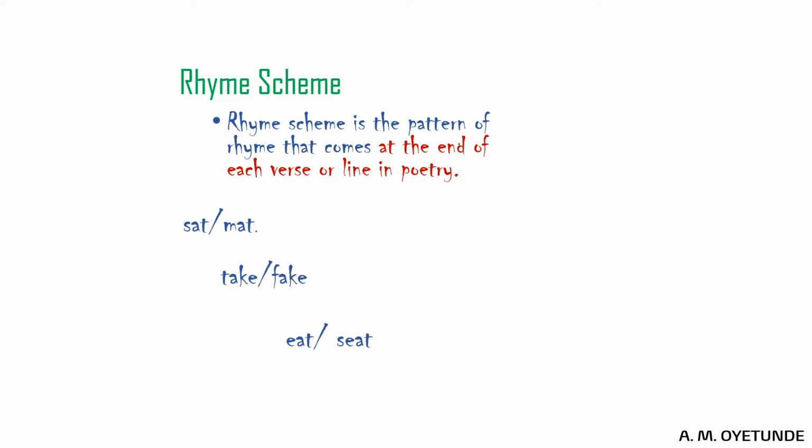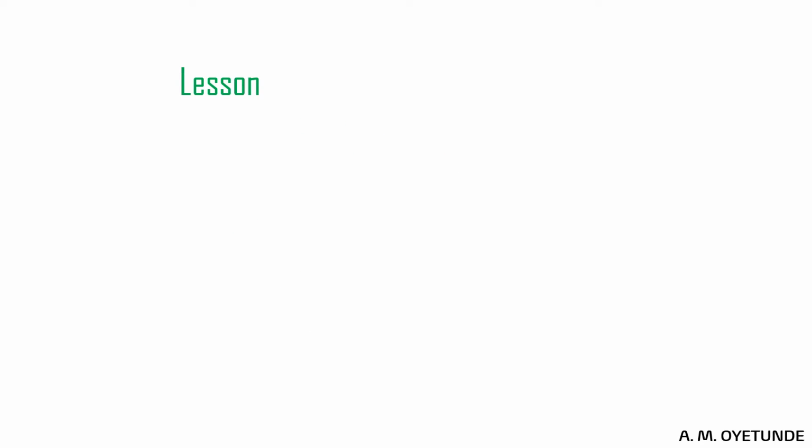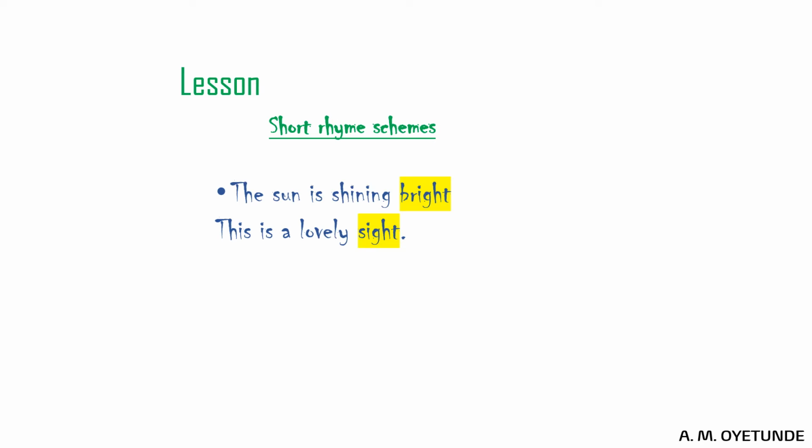Rhyme can be found anywhere in the middle of the sentence, at the end of the sentence, anywhere. But rhyme scheme will always be at the end of each line in a poem. And this is why you will only find rhyme scheme in a poem. So let's look at short examples of rhyme schemes.